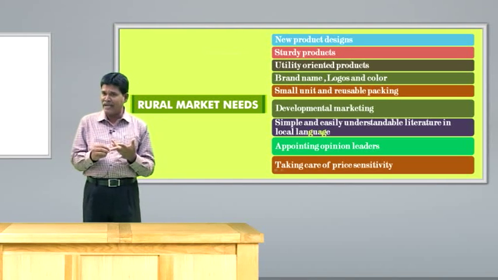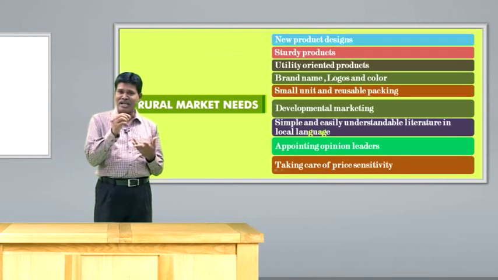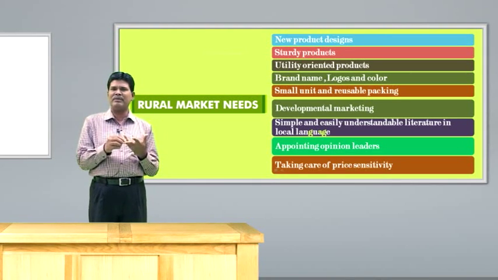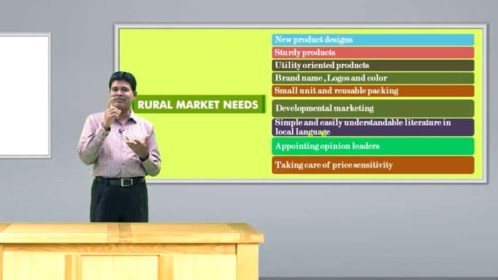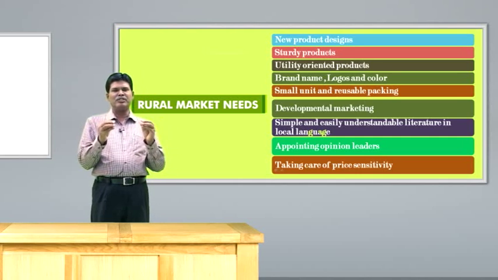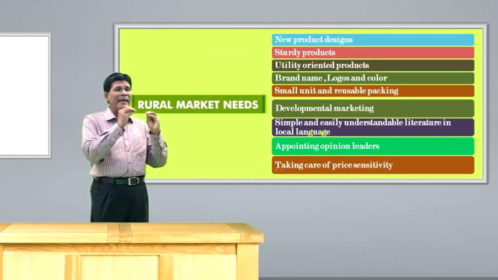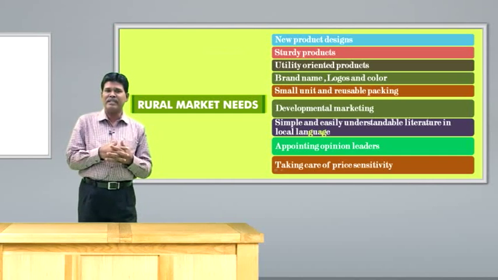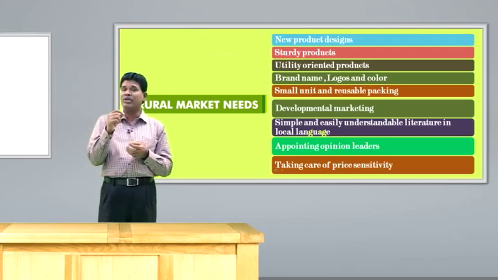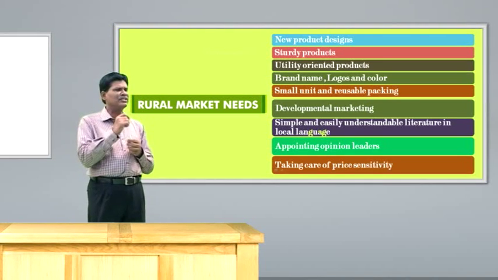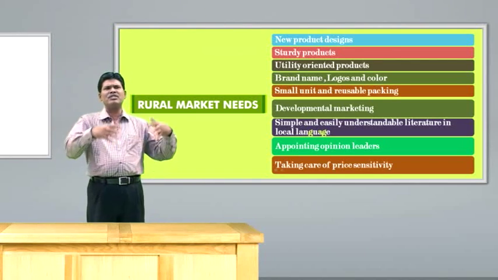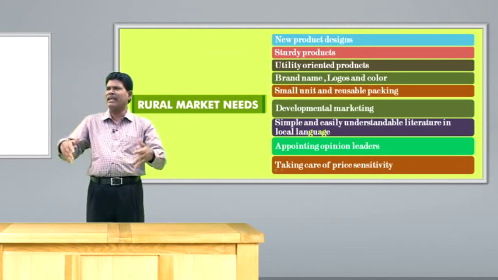And when it comes to brand name, you should think about the cultural aspects. The logo should also be in line with the cultural traditions of the people. And even the color, you have to think about that. When it comes to product size, it should be small, with reusable packaging. So that's how we have to think about the needs of the rural market. In addition to that, you should also adopt innovative and extensive distribution strategies. You cannot just adopt what is going on in other countries or what is going on in urban areas.